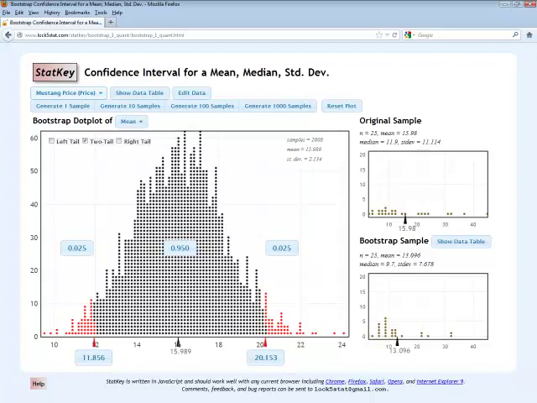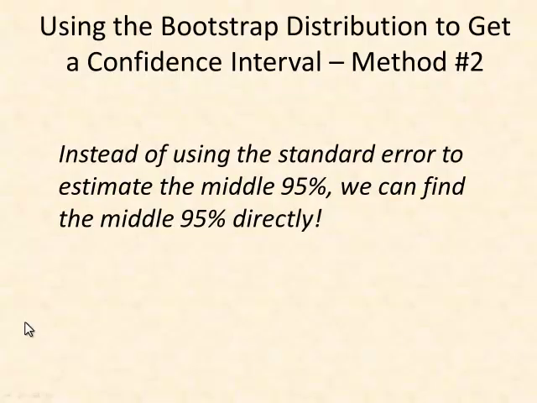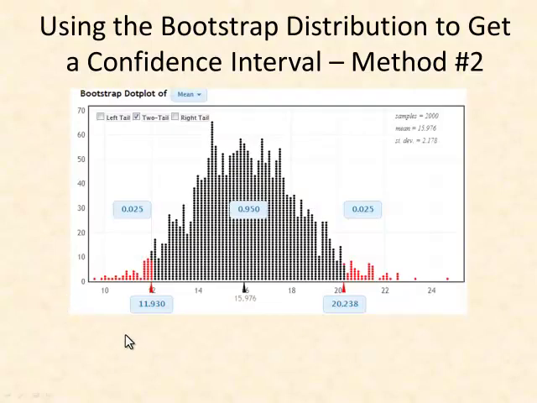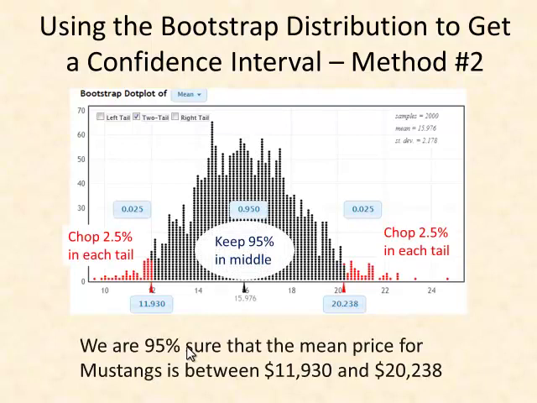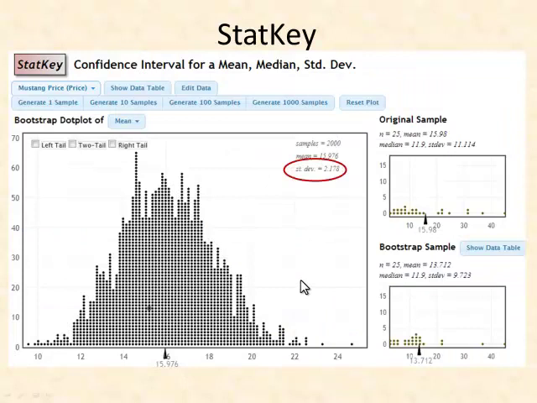Okay, let's go back to PowerPoint and look one more time at these Mustang prices. And so again, we keep the 95% in the middle, chop 2.5% off of each tail, and always interpret in context. For this simulation, we're 95% sure that the mean price for Mustangs is between $11,930 right there and $20,238 right there. So we keep the 95% of statistics and look at these values to give us the 95% confidence interval.